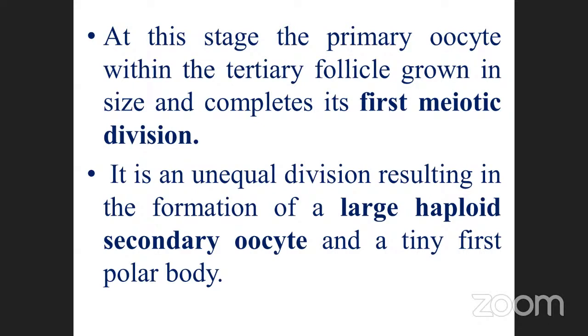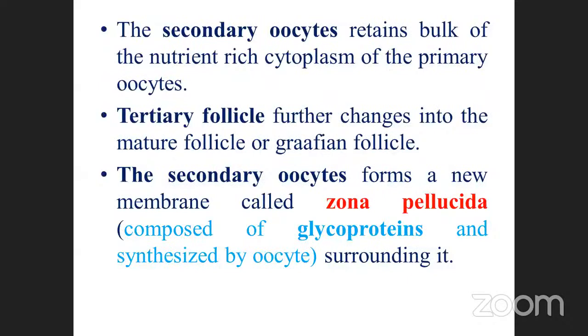After the mitotic phase, the first meiotic division takes place. At that time, you also form a small polar body. The second division is also possible, and the haploid secondary oocyte is formed. Along with the secondary oocyte, a tiny first polar body is also formed. The secondary oocyte retains the bulk of the nutrient-rich cytoplasm of the primary oocyte.